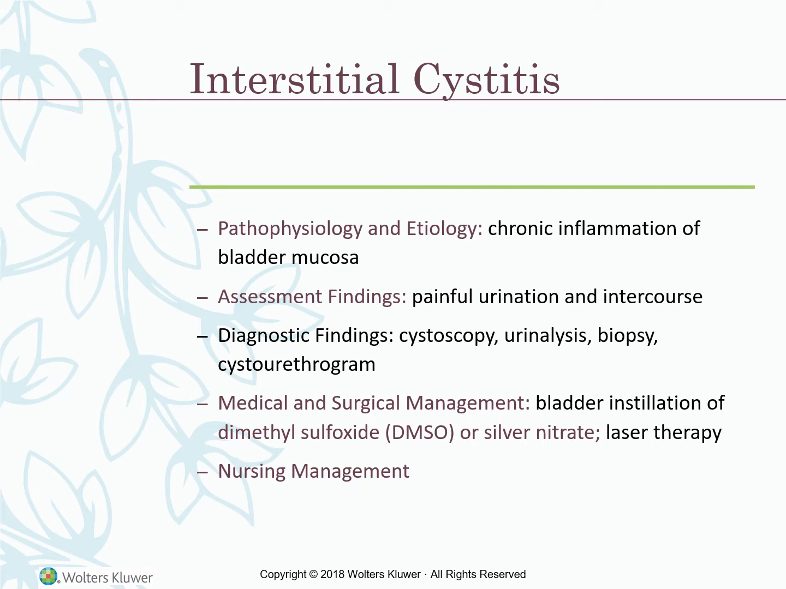Cystoscopy reveals a markedly inflamed bladder mucosa with pinpoint hemorrhages and a bladder capacity that is smaller than normal. Filling the bladder during cystoscopy to improve visualization usually results in severe pain. A cystourethrogram also demonstrates a small bladder capacity. Results of urinalysis usually are normal, but if cystitis is present, an increase in the number of red and white blood cells may be seen.